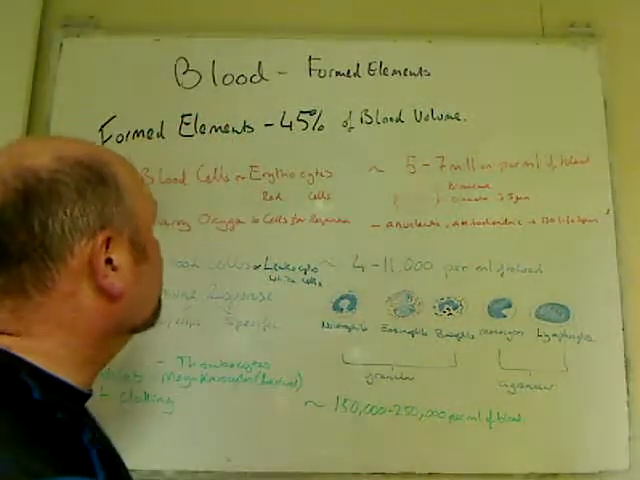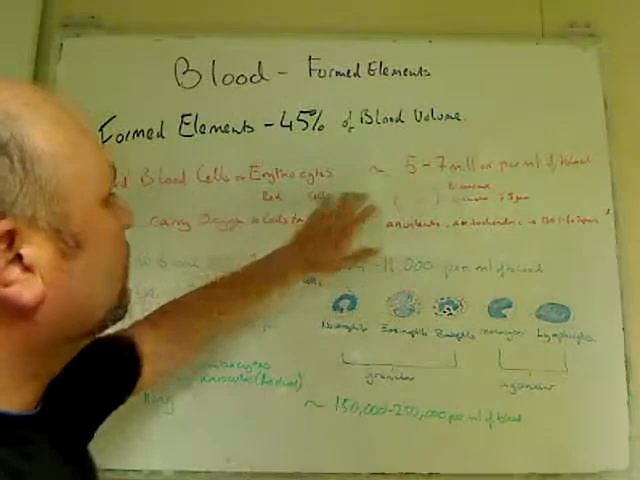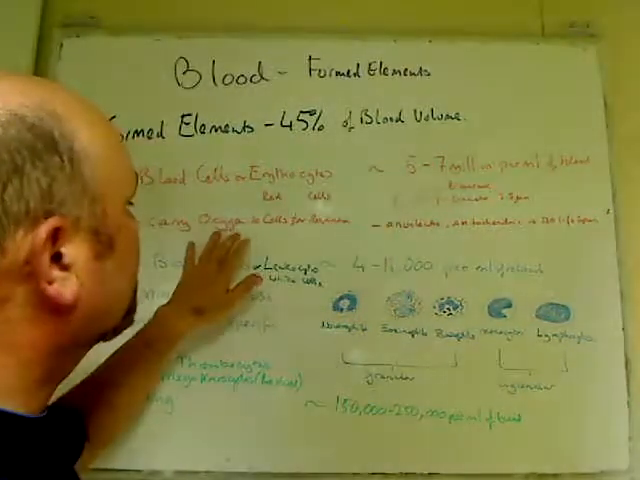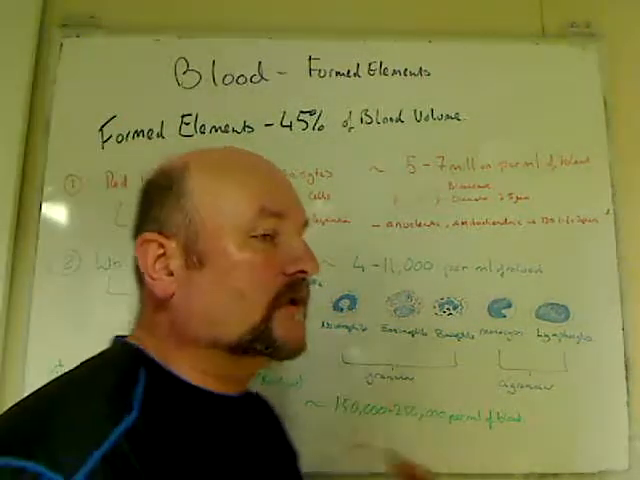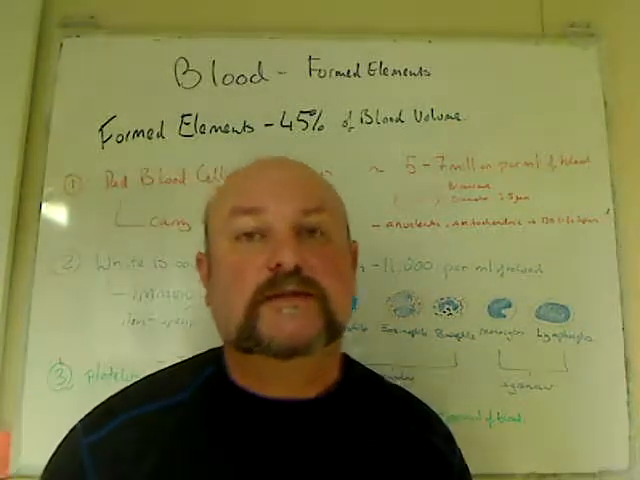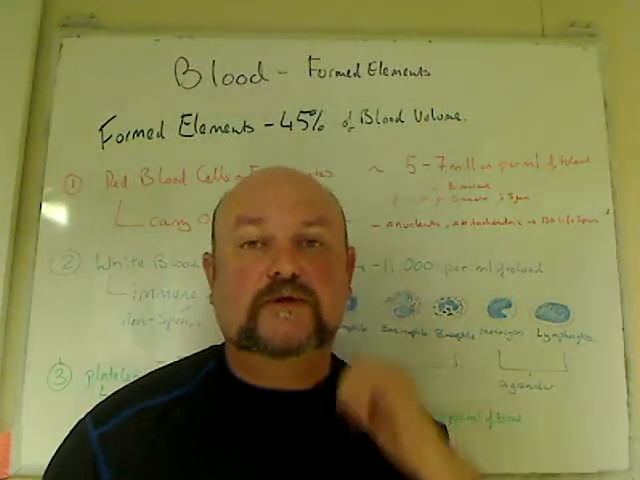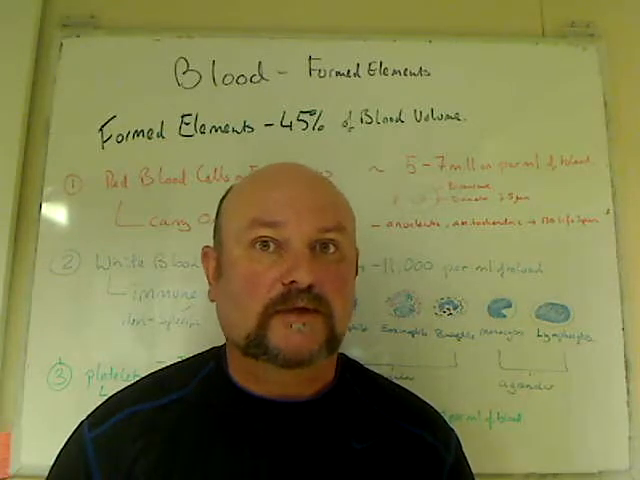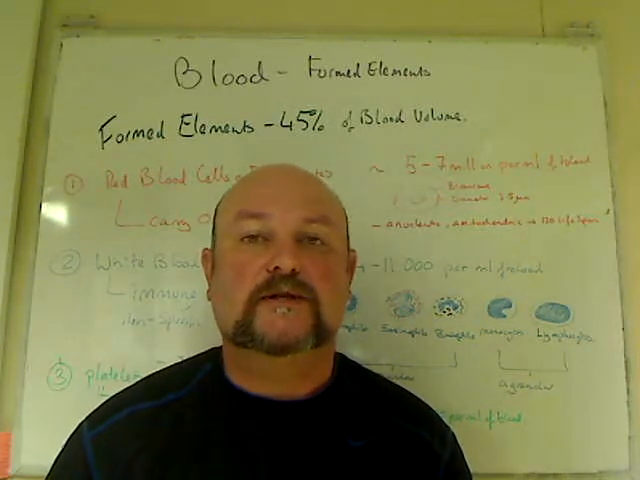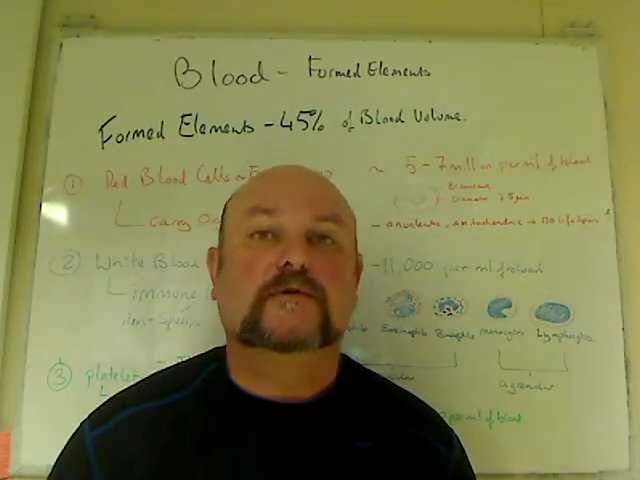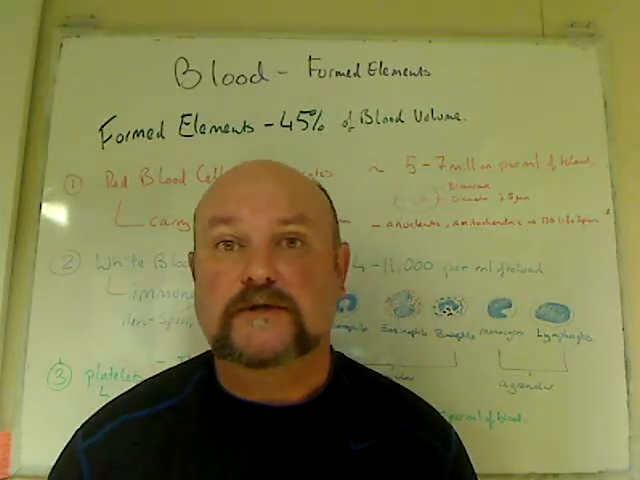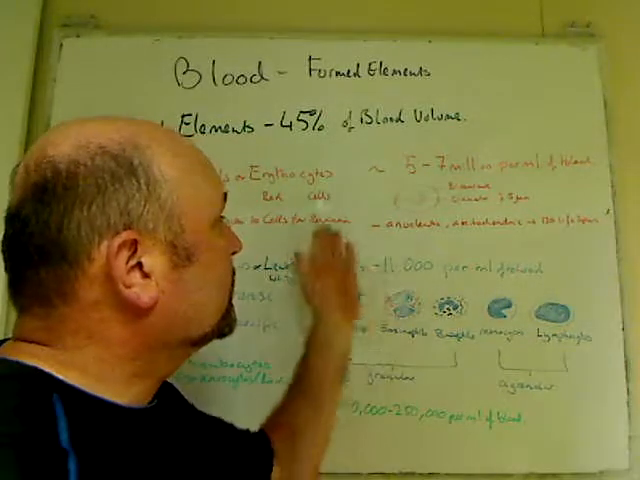So what do they do? Well, the red blood cells, most numerous by far, carry oxygen to the cells so we can have cell respiration. Now we've already looked at that in this course, so now we're looking at the phase of the blood, the red blood cells, which actually carry the oxygen there to allow the full process of cell respiration to occur in the mitochondria. So that's their job.